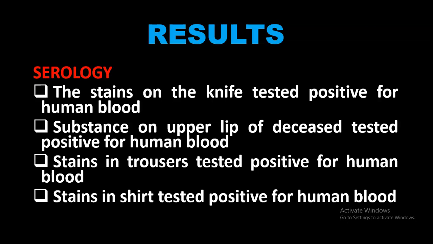2. Substance on upper lip of deceased woman tested positive for human blood. It means the swab of the substance that they found on the upper lip of the deceased woman was indeed human blood. 3. Stains in trousers tested positive for human blood. It means stains in the trousers that was retrieved from the suspect's room were indeed human blood. Also, stains in the shirts retrieved from the suspect's room tested positive for human blood.